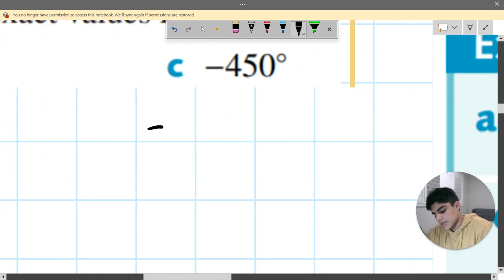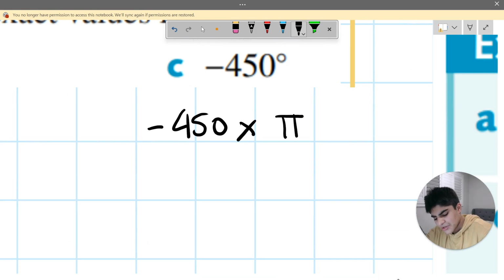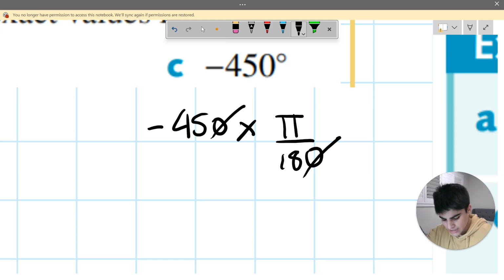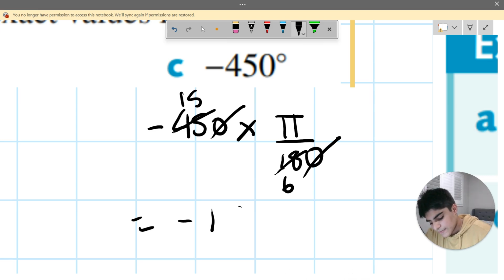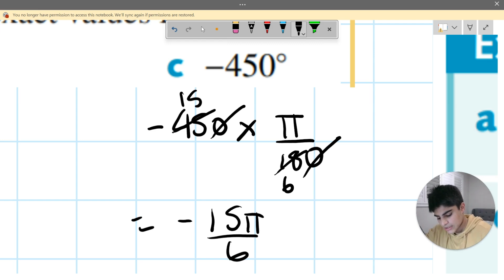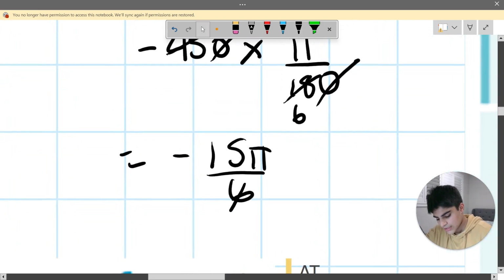Negative 450. Negative 450 times pi over 180. Let's cancel the 0. The common factor here is 6. No, sorry, it's 3. Yes, 3, 6, 15. This equals negative 15 pi on 6. We've got the common factor of 3, so let's cancel again. 2, 5. This equals negative 5 pi on 2.